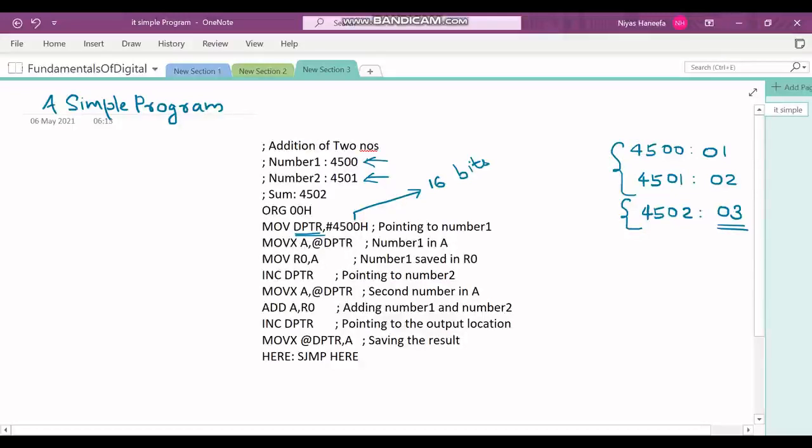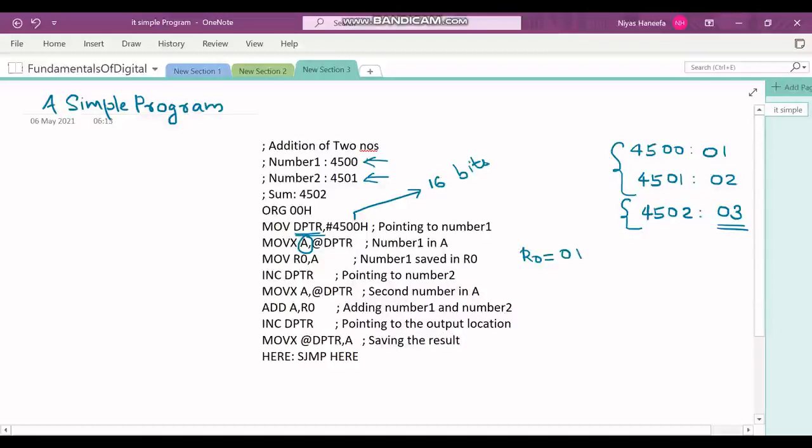Then we are moving the value pointed by DPTR to A. That means from the address pointed by DPTR, load the value to A. So this is the destination register or variable. Just understand, you are going to get the first number in A, then that number is going to be moved into another register which is called R0. So R0 will have the first number, which is equal to 01.